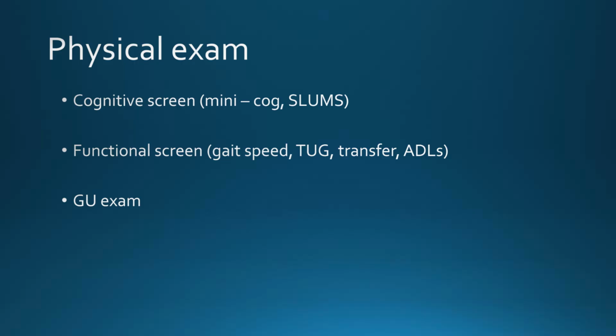Cognitive impairment. In terms of functional screening, you can do the Timed Up and Go test. You can ask them to transfer from one place to another, or you can ask them how they're functioning with their activities of daily living. Finally, we've got the genitourinary exam. We'll walk you through a few of those components.